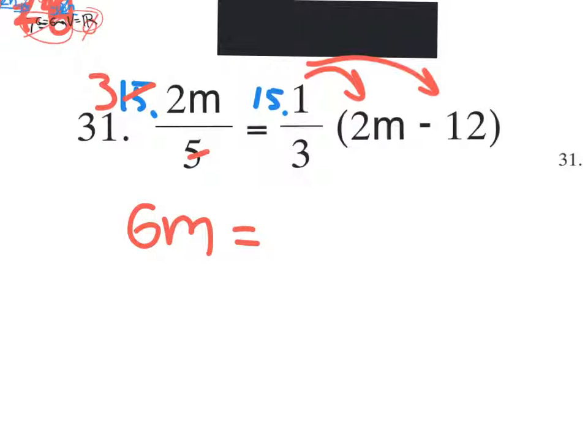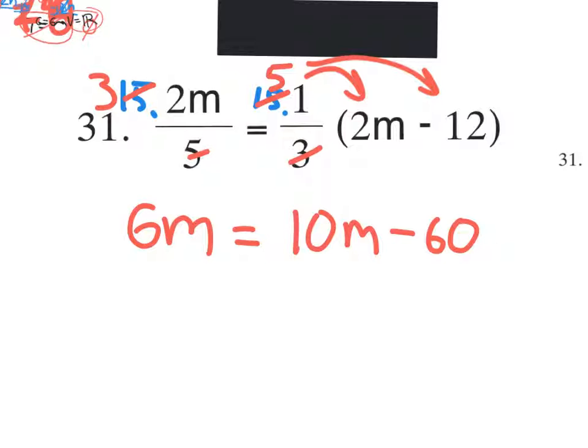equals, and over here the 15 on top and the 3 on the bottom cancel, and you get a 5 left over. So you're really going to distribute that 5 that's left over. So when you distribute the 5, you're going to end up with a 10m minus 60.